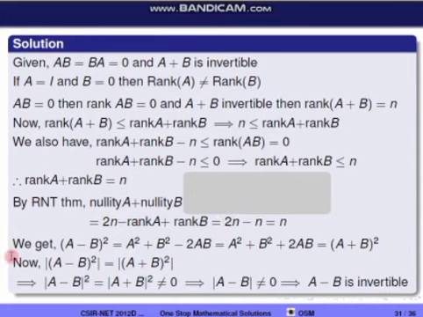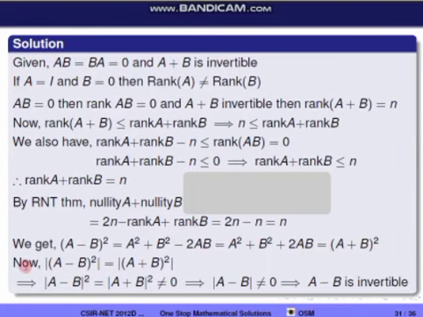Fourth option is asking whether A minus B is invertible. So now note that A minus B whole square is equal to A square plus B square minus 2AB. We have AB is equal to 0. So even if we replace this by plus 2AB, it is not going to change. So this is equal to A square plus B square plus 2AB. This is the expansion of A plus B, the whole square.